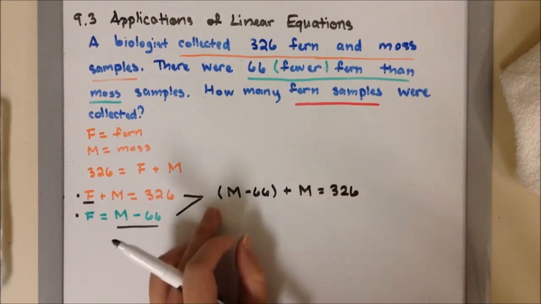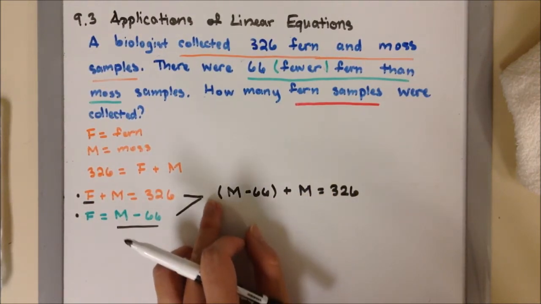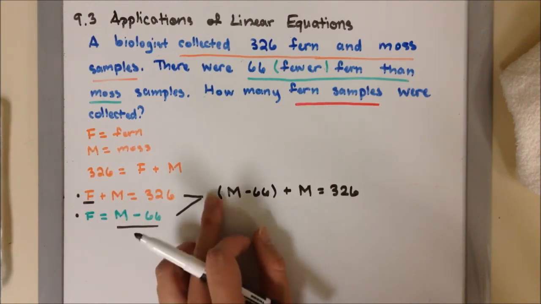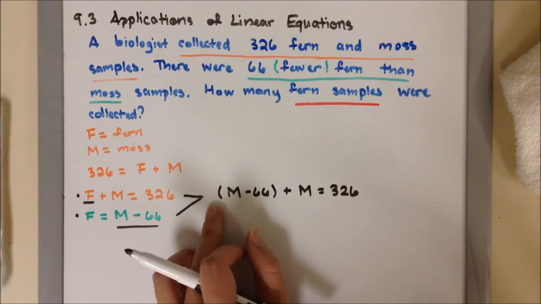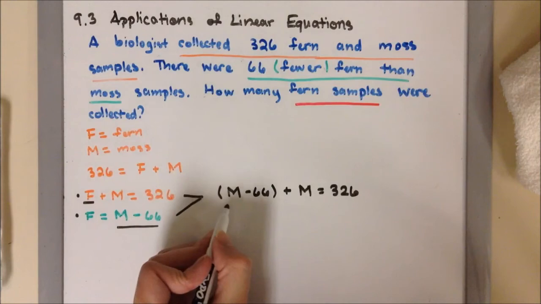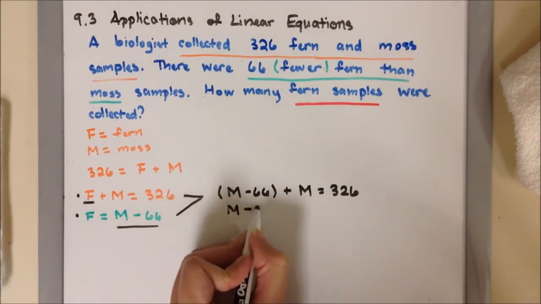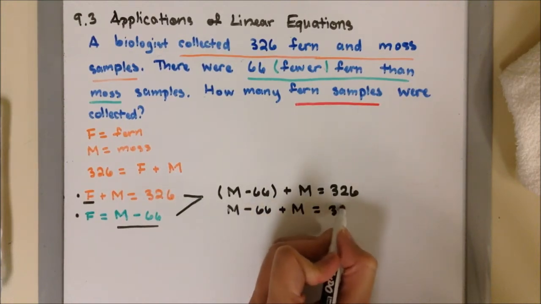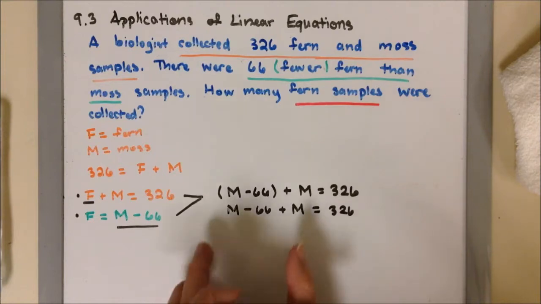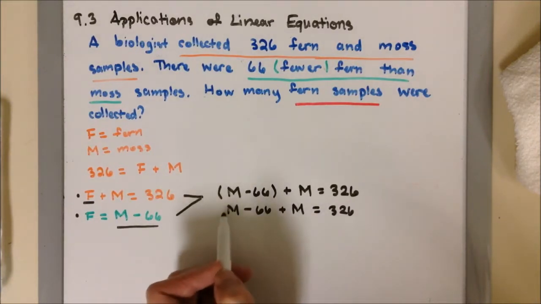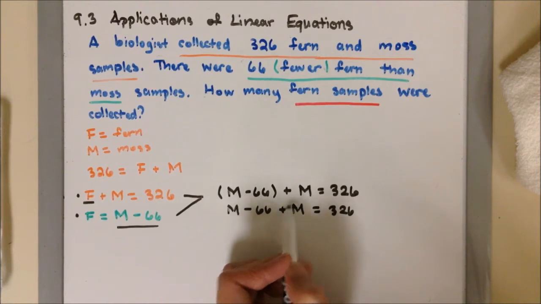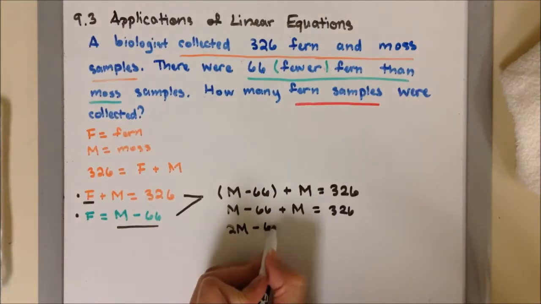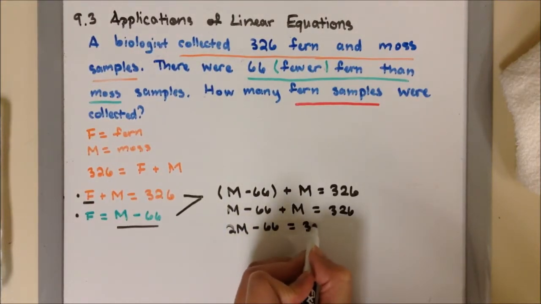326. Now I include parentheses in the event there might be a number or a factor that's outside, but since there are no numbers or factors except for an invisible one, I can let go of the parentheses. So it's M minus 66 plus M equals 326. And then I can combine these two M's, so positive 1M plus another positive 1M, that would be 2M minus 66 is equal to 326.